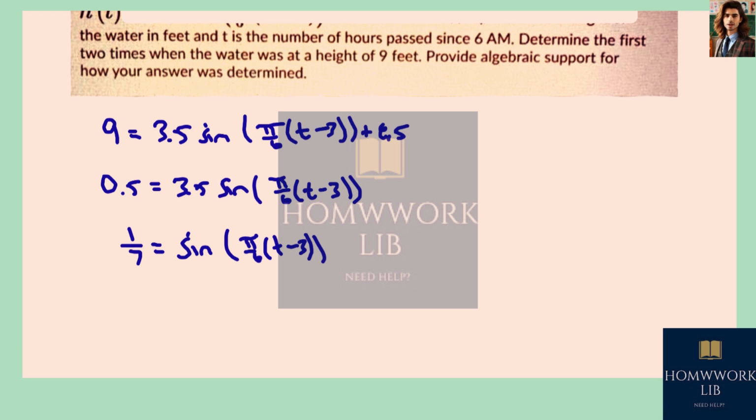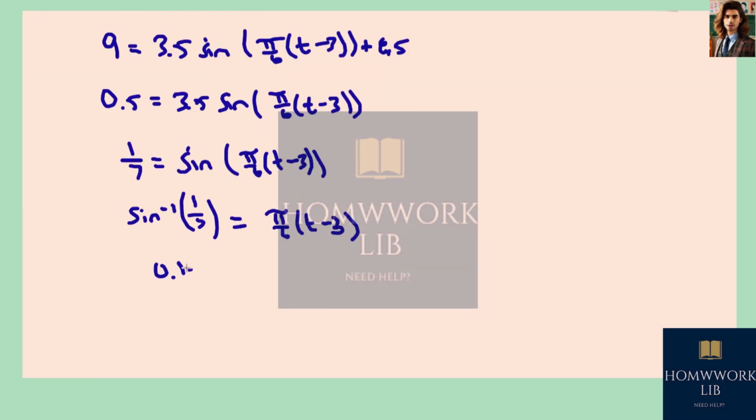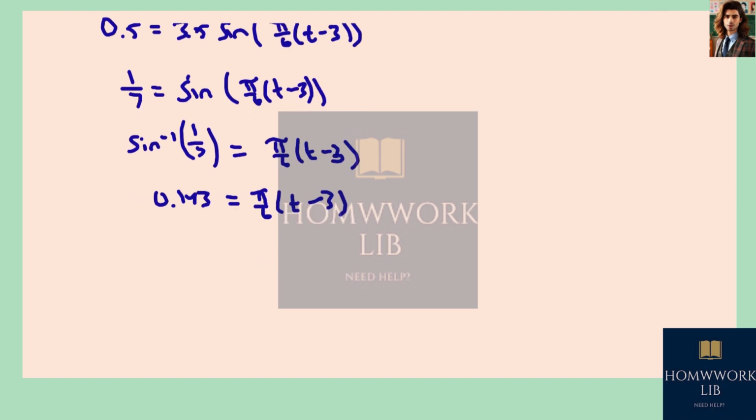Then we would take the inverse sine to both sides. The inverse sine of 1/7 is about 0.143. And then we would multiply both sides by 6 over pi. And then we would add 3 to both sides.